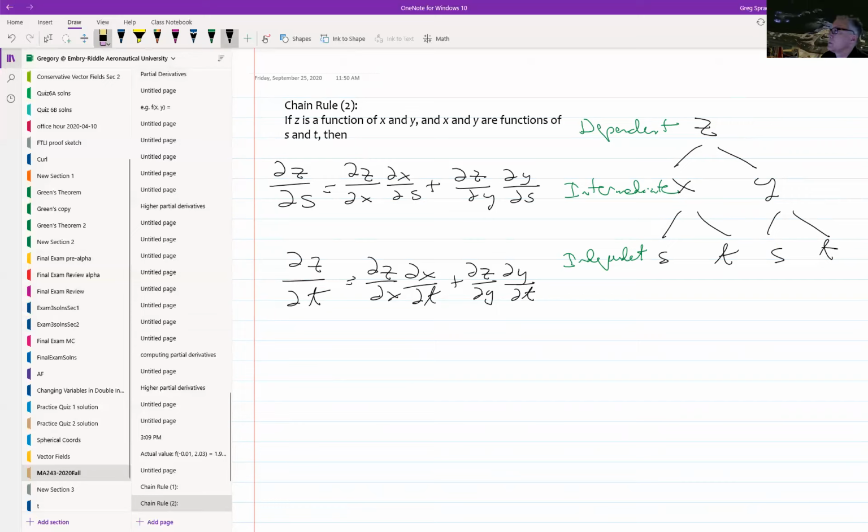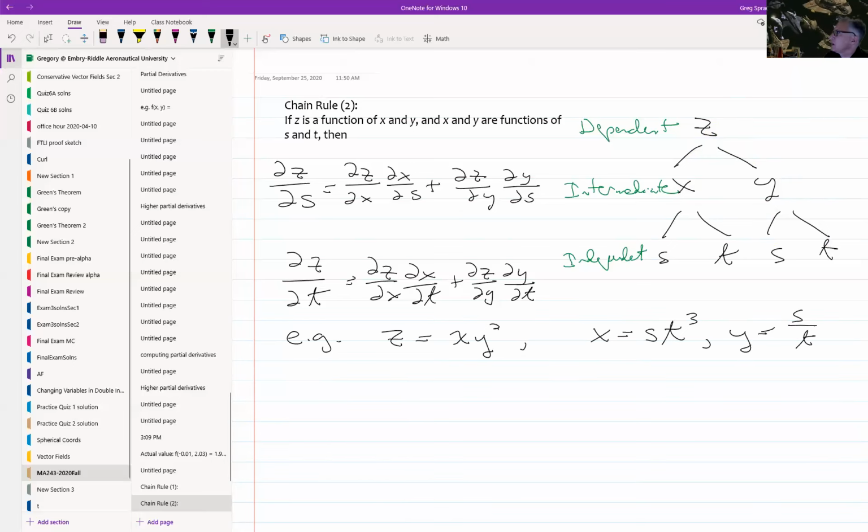So let's do an example. Let z equal, say, xy squared, x equals st cubed, y equals s over t. And let's find del z del t. I'll use the chain rule. You could do it directly, I mean, without the chain rule. It would probably be easier.